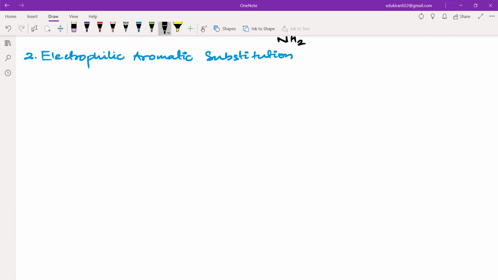Electrophilic aromatic substitution. So first of all, let us see a few reactions. Number one is bromination. So in bromination, we will have... Now you tell me, is carboxylic acid a plus M group or a minus M group?